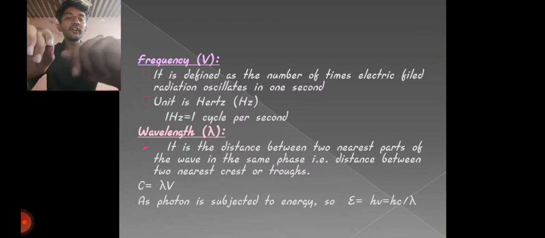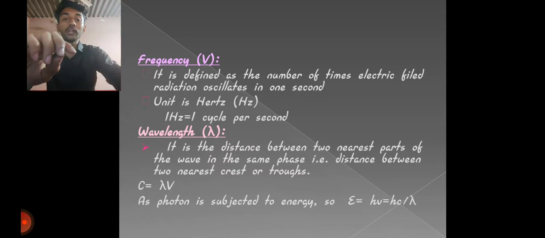Frequency is defined as the number of times the electric field radiation oscillates in one second, and the unit is hertz. So 1 hertz is equal to 1 cycle per second. Coming to wavelength, that is lambda, it is the distance between two nearest parts of the wave in the same phase, namely the distance between two nearest crests or troughs.